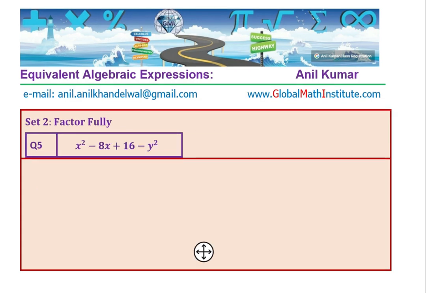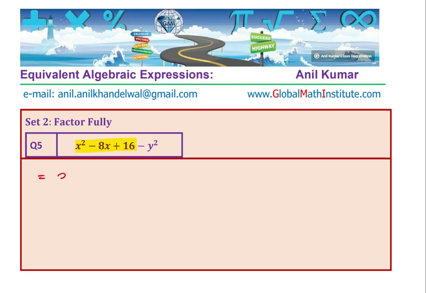Okay, now here's the fifth question for you, which is x squared minus 8x plus 16 minus y squared. Now we have 4 terms. How do you factor this one? Well, let's try to understand this, right? So if you combine the first 3, then do you see something? Let's look at it more closely, right?